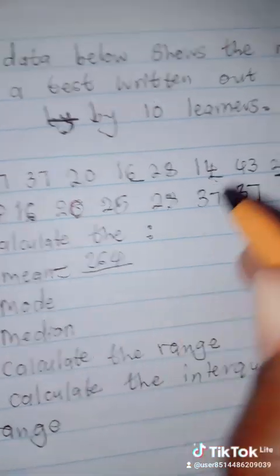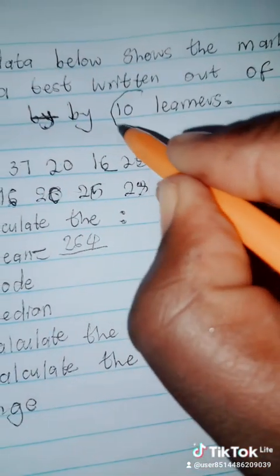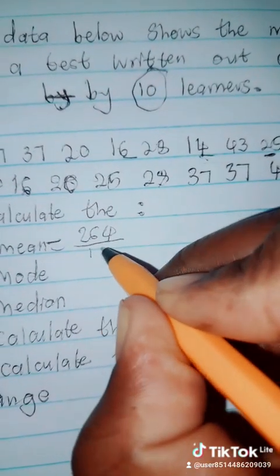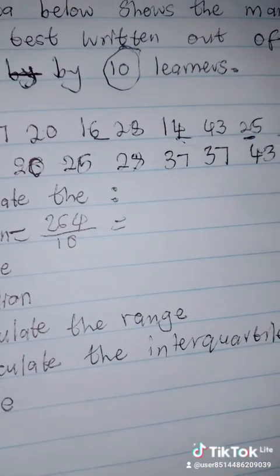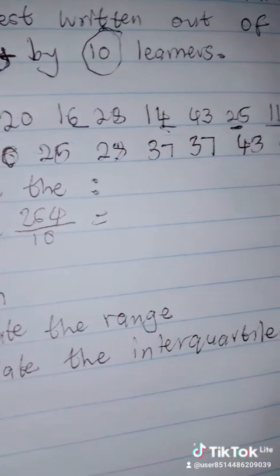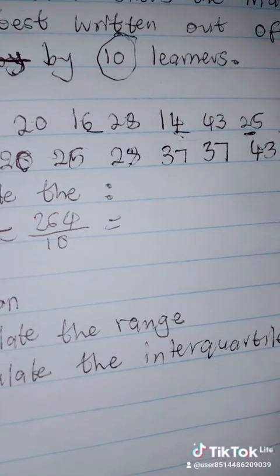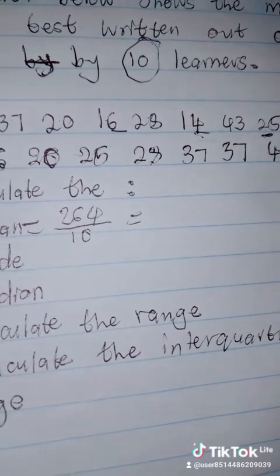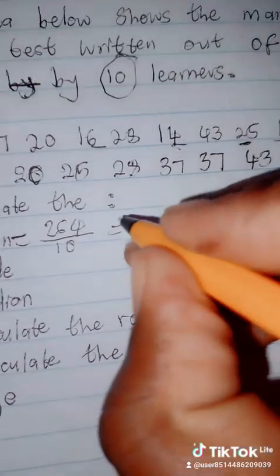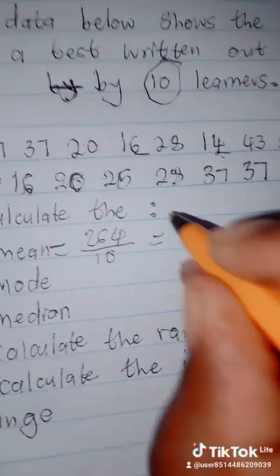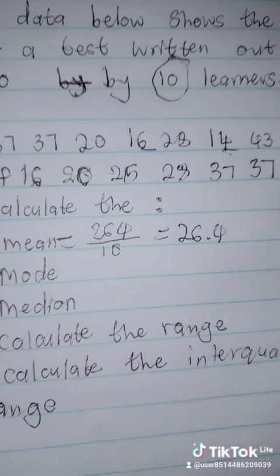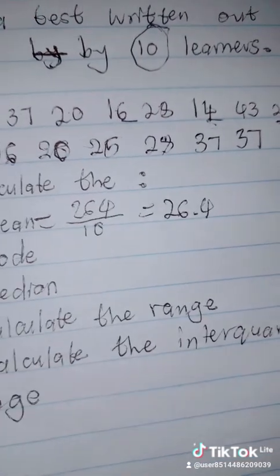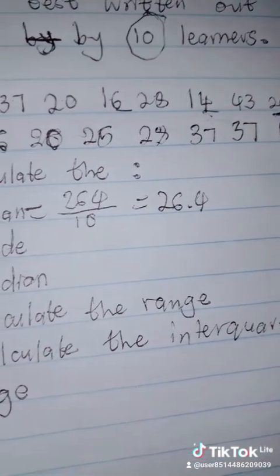The number of learners, we are told that there are 10 learners, so let's divide. Let's round off our answer to 3 decimal places or 2 decimal places. 264 divided by 10, that will be 26,4. Correct. In decimals, that will be 26,4. So yes, it's in 1 decimal.